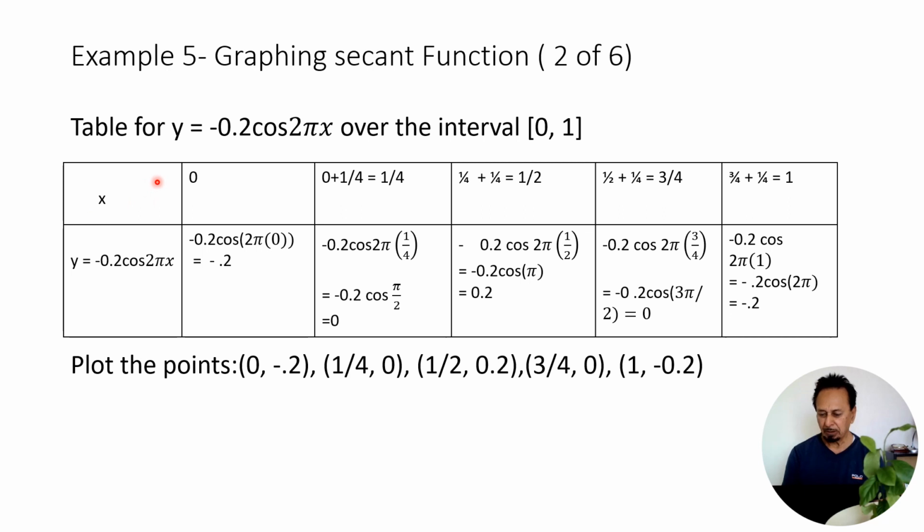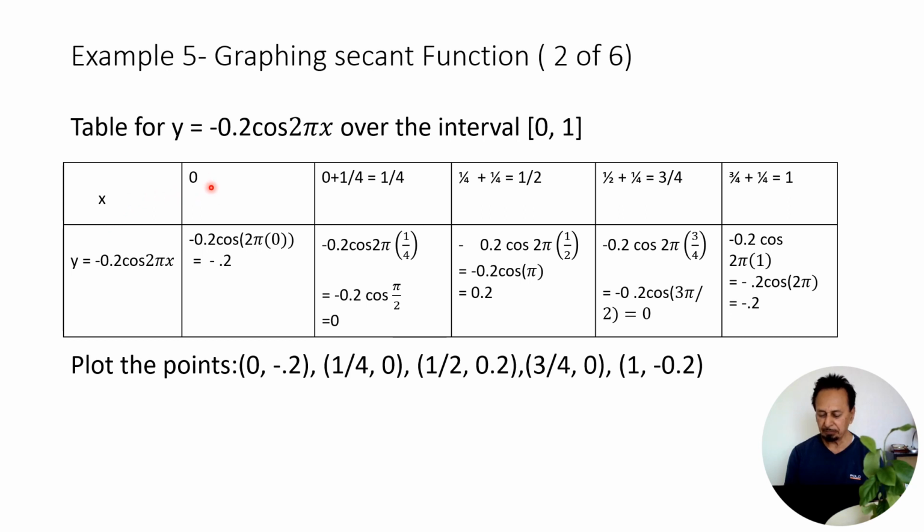Here is a table for y equals negative 0.2 cosine 2 pi x over the interval 0 to 1. In the first row we put the x values. We start with 0, and when we add the increment 1/4, it becomes 1/4. Then adding 1/4 gives 1/2, adding 1/4 gives 3/4, and adding 1/4 gives 1. So starting at 0 to 1, these are the 3 additional points.